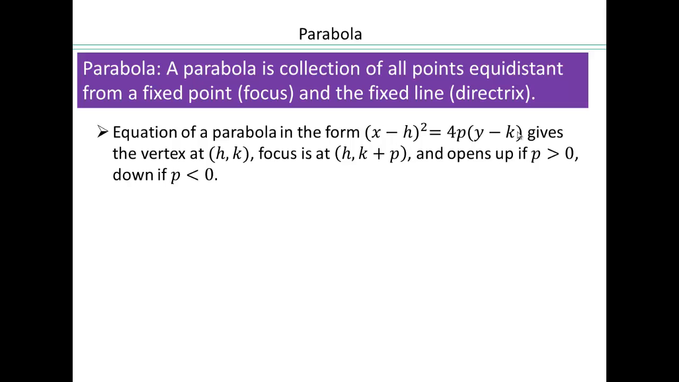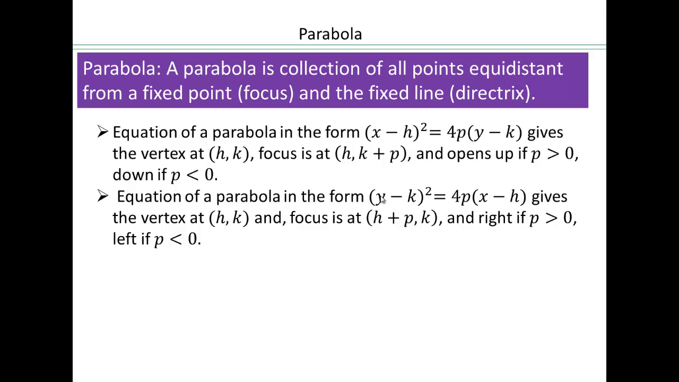If you write your equation in this form, you will get (h, k) as your vertex, and the focus, because it's a parabola either going up or down, it's the y coordinate that will change from the vertex. The p is the distance between the vertex and the focus. So you're going p up from (h, k) or down depending on which way your parabola opens. So if p is greater than 0, the parabola will open up. If p is less than 0, the parabola will open down. We'll take examples so that it'll become clear what we're talking about.